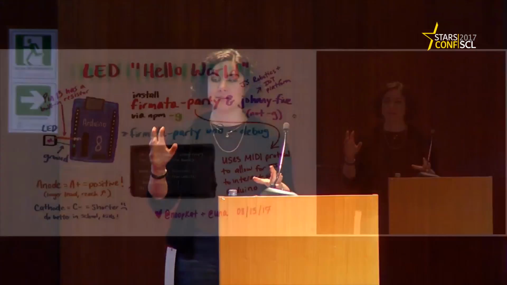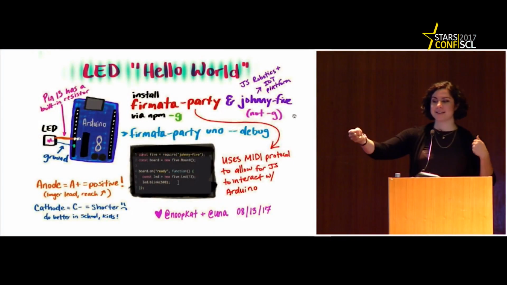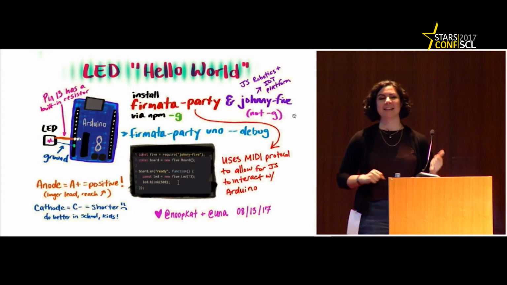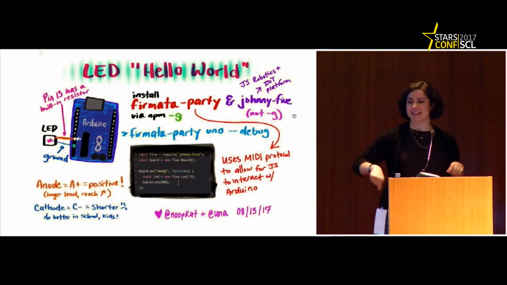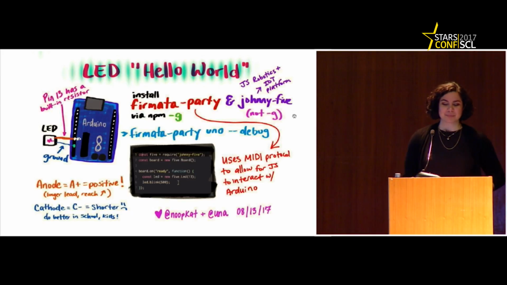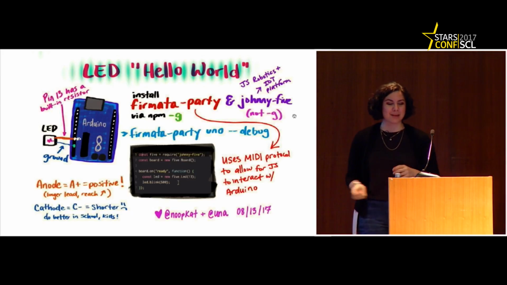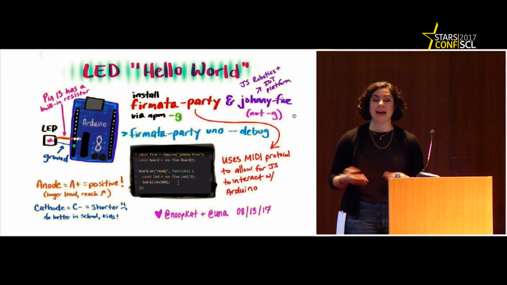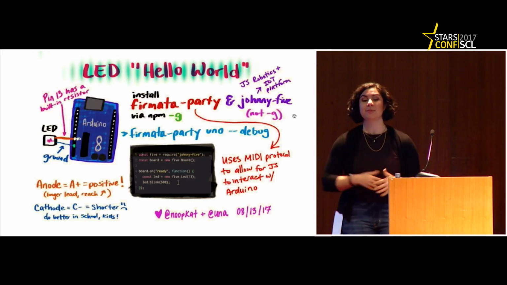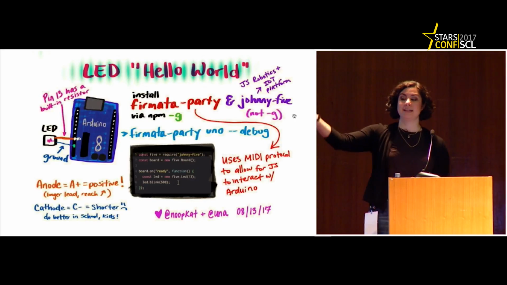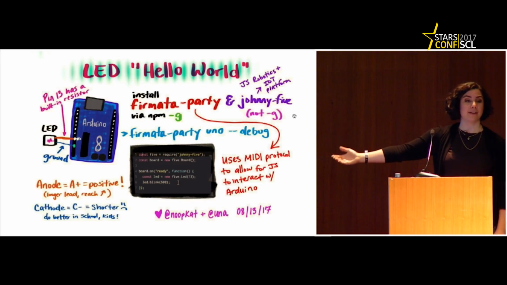The mnemonic of anodes that we learned was: anode is A+, positive, like longer lead, reaches for the stars, is a better student. And then the cathode is the shorter one. It's like the C-, like do better in school, kids, kind of grade. But mixing code with this diagram and having these mnemonics and just creating a visual interpretation of how to make an LED blink was really, really helpful for me to understand it. So this is literally how to make an LED blink with Firmata Party and Johnny-Five. A couple lines of code, that's all you need.